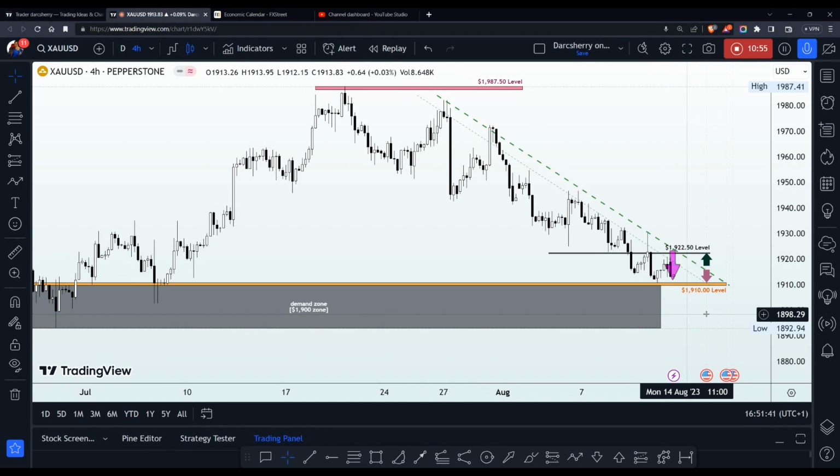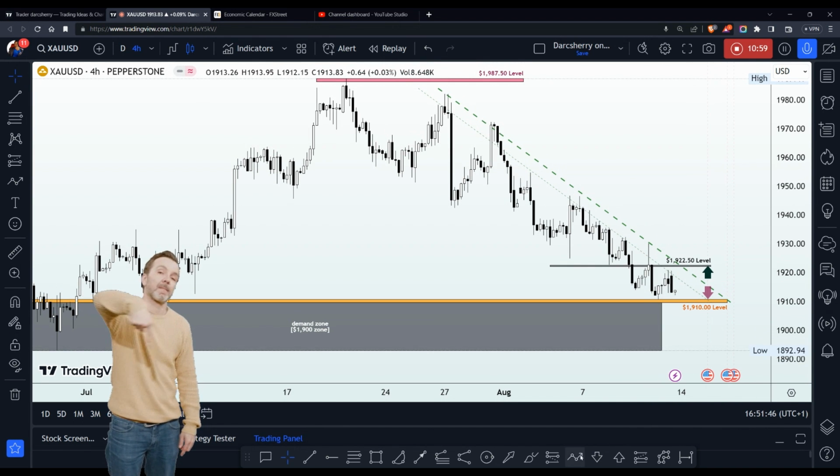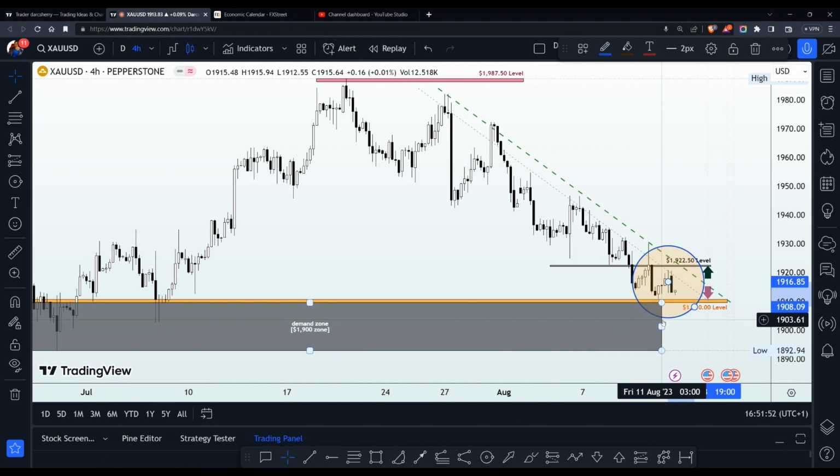But trust me, I will be with you in the comment section on Monday morning after monitoring how participants in the market will be reacting to the zone right here to give you an insight of what I think is likely going to be happening.